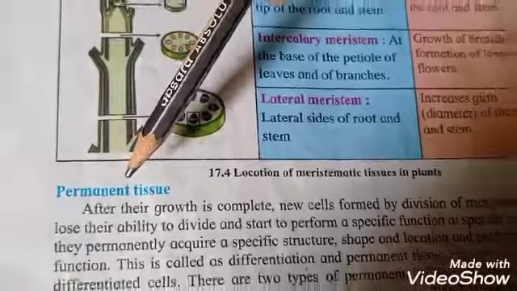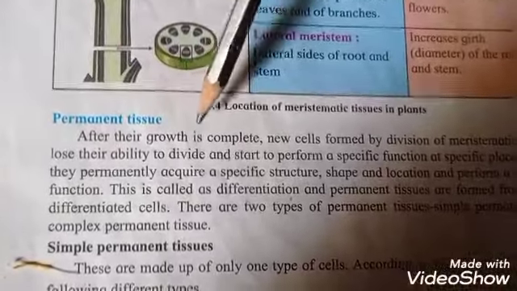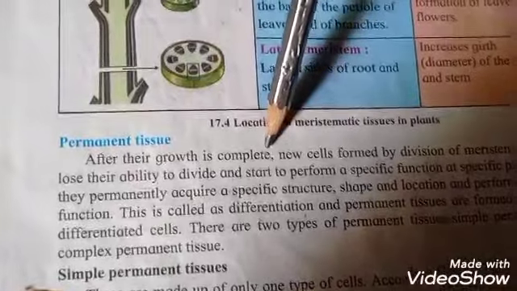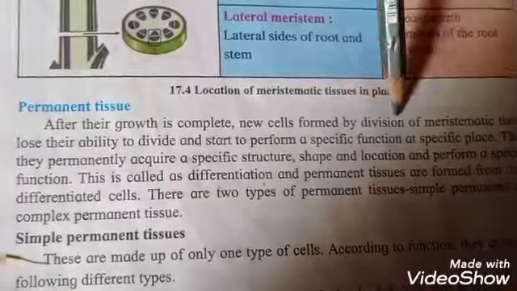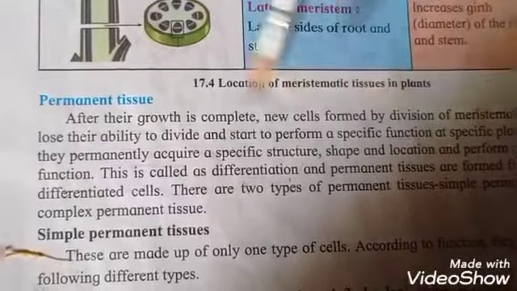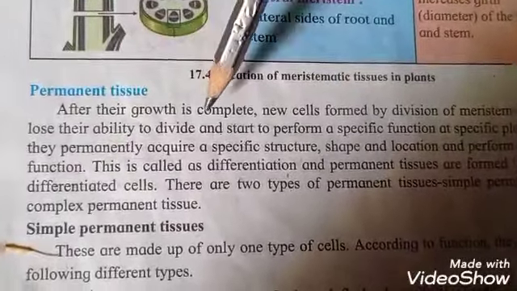Permanent tissue. After their growth is complete, the new cells formed by division of meristematic tissue lose their ability to divide.